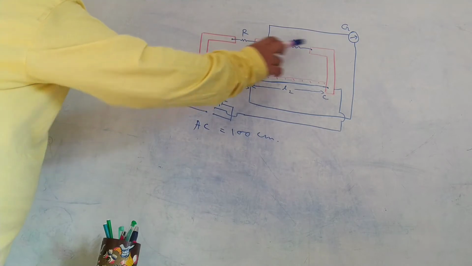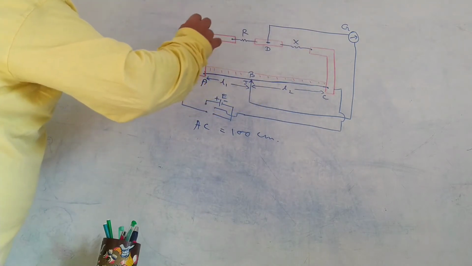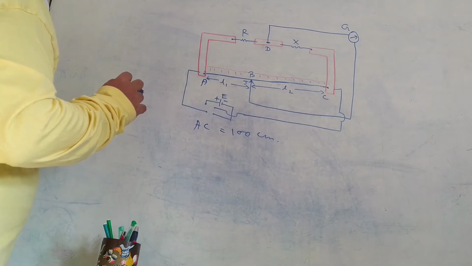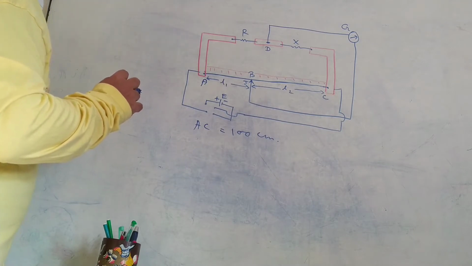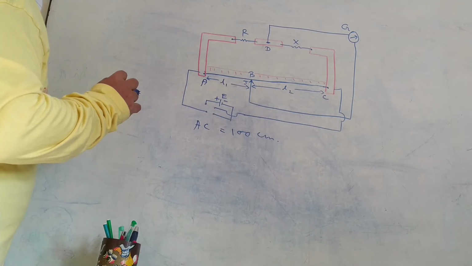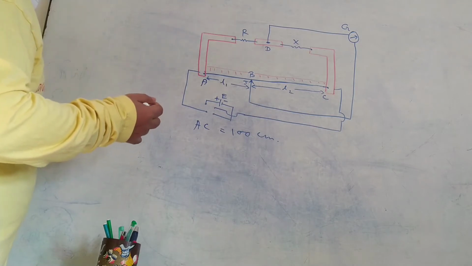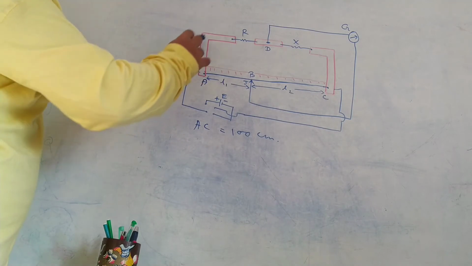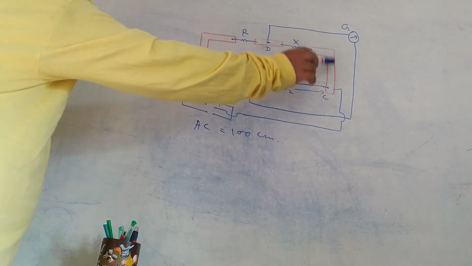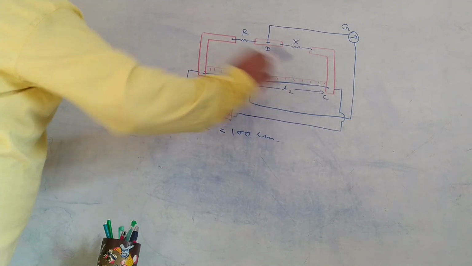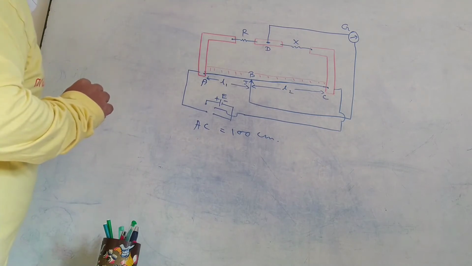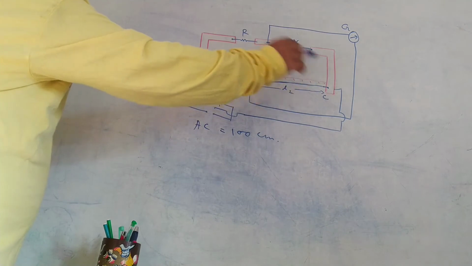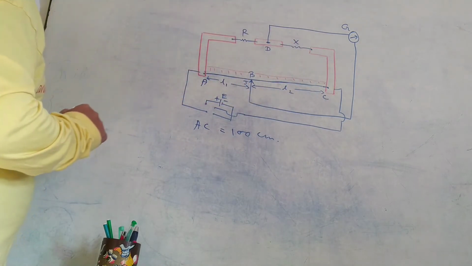These are made of a very good conductor, that is copper, and the width of this rod is very large compared to the wire AC. That's why we can neglect the resistance of this conductor.